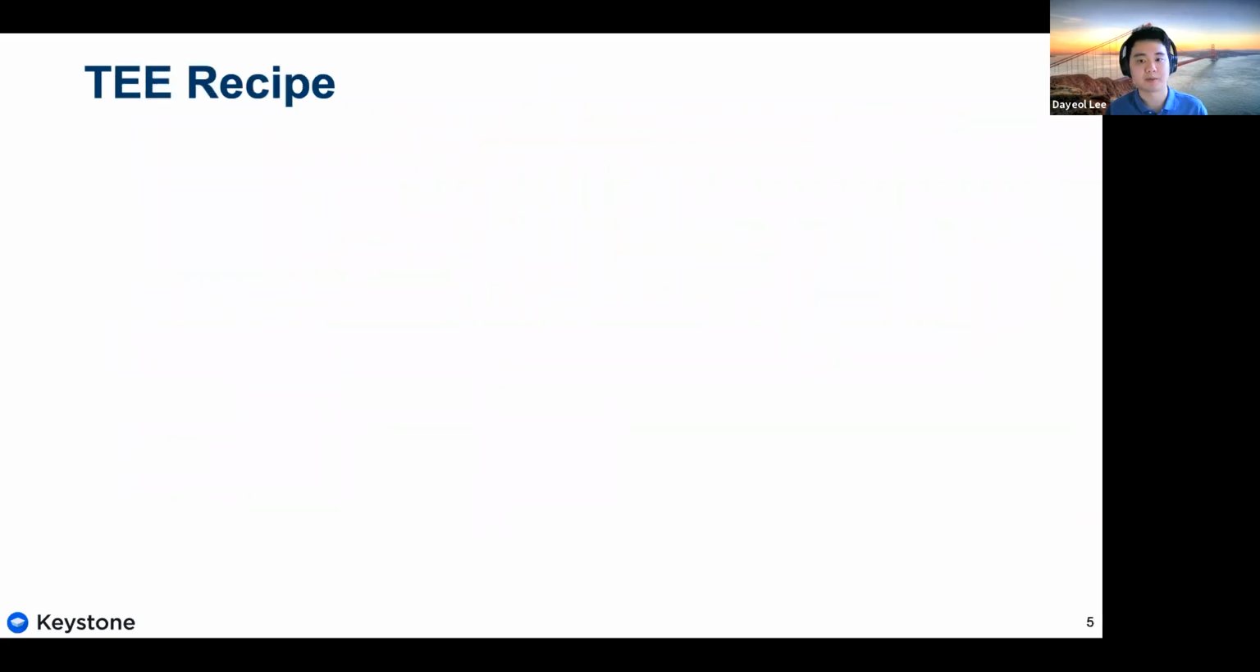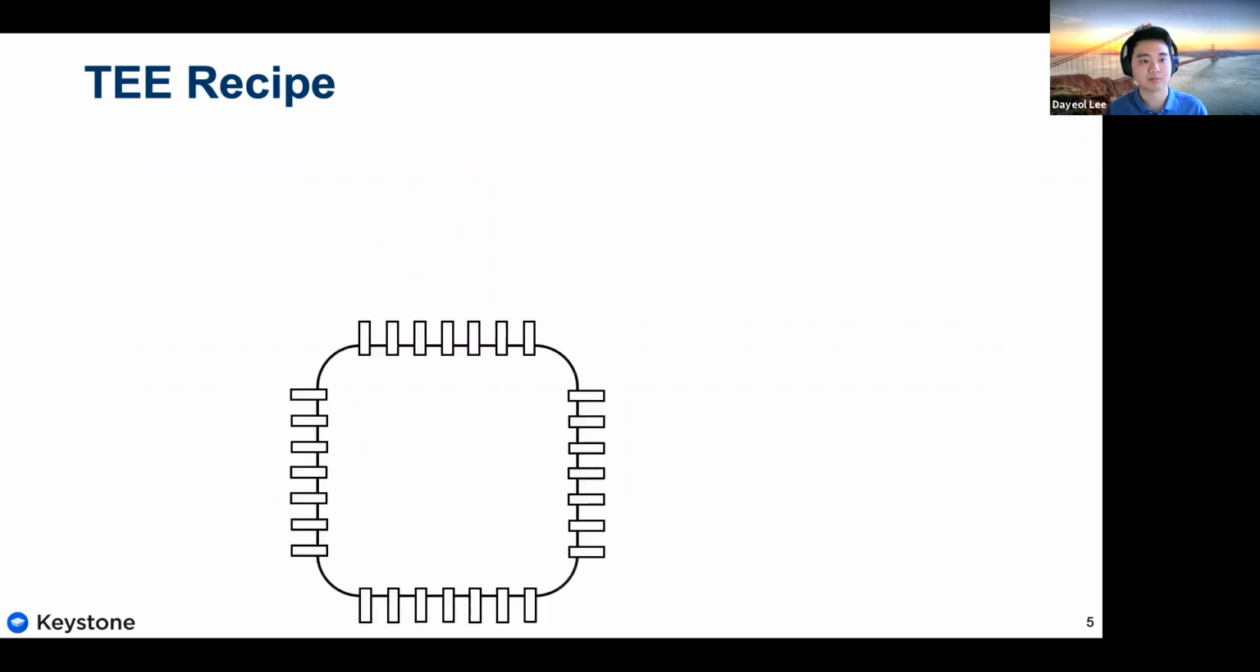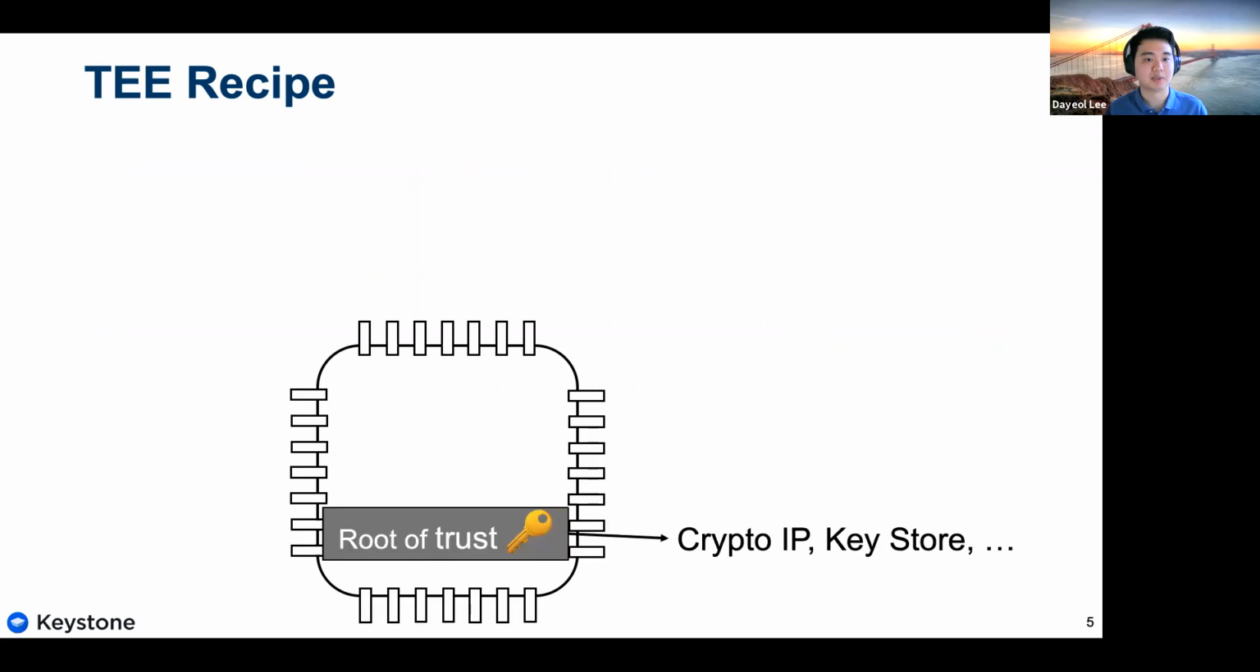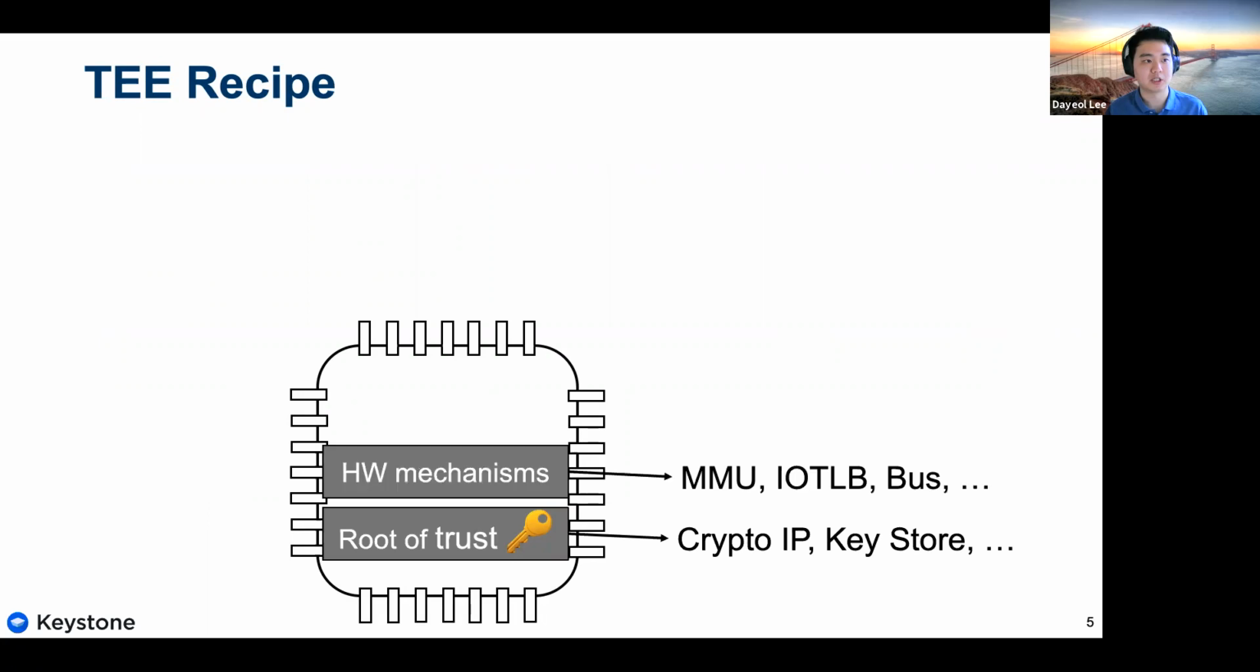So despite this simple idea, building a TEE isn't that simple. As a hardware manufacturer, you may need to design and build the root of trust, like the crypto IP or key storage and so on. You also need hardware mechanisms in order to implement the memory isolation and encryption.